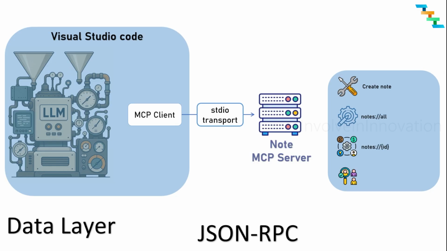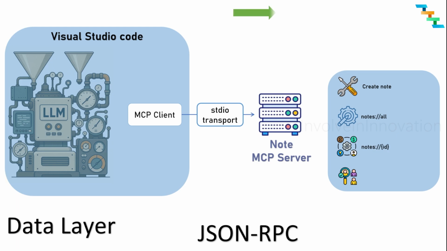Data layer. The data layer defines how the information is structured and exchanged between the LLM and the service. It uses JSON RPC, which is a lightweight way to send requests and responses in JSON format. If you want to understand more about RPC, remote procedure call, I have a video on remote procedure call. You can find that video on my channel. Think of JSON RPC more like a grammar for a conversation.